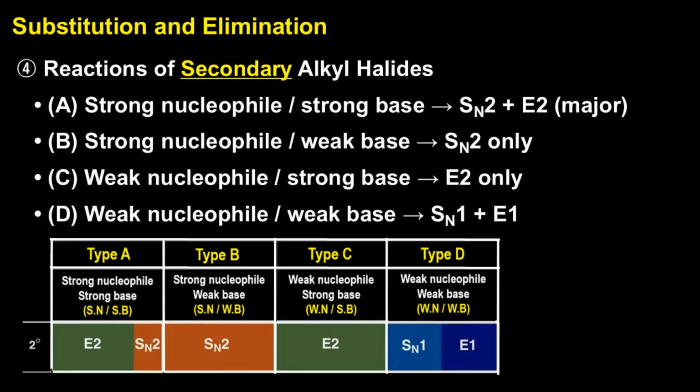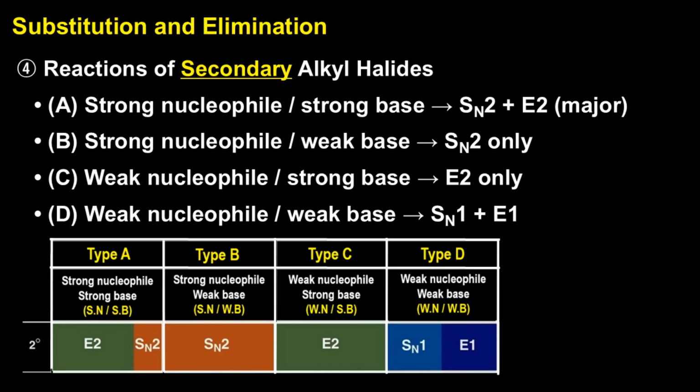At this stage, both SN2 and E2 are possible, and the reaction outcome depends heavily on the conditions. Even small changes, like switching the base or adjusting the temperature, can shift the mechanism. If both the nucleophile and base are strong, you'll usually get a mix of SN2 and E2. But in most cases, E2 tends to dominate, especially if the base is bulky or the reaction is heated.